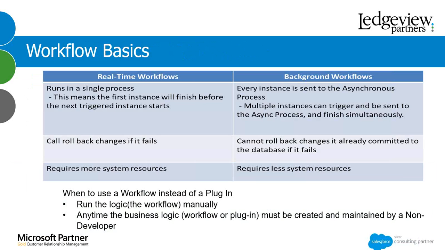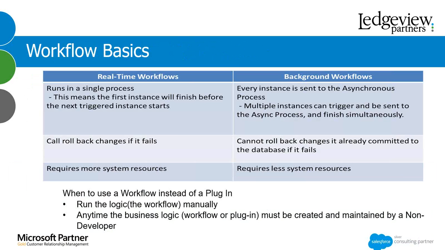Because of this, real-time workflows can roll back changes if they fail, but a background workflow cannot because it's already committed to the database. A real-time workflow, however, does require more system resources, so it takes up more system responsiveness if you're using a lot of them. And background workflows require fewer system resources.